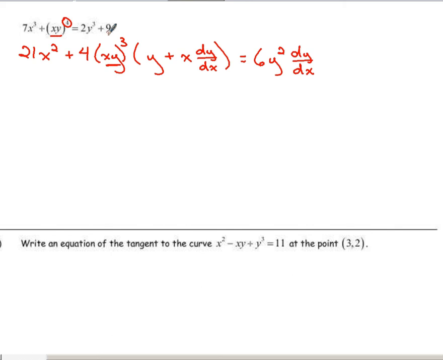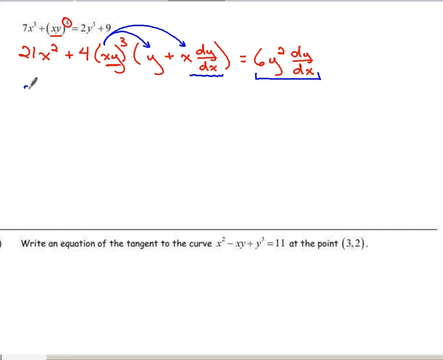Okay, locate the dy/dx's. dy/dx over here, attached to that dy/dx through multiplication is a 6y squared. Got a dy/dx right here. Unfortunately, it is stuck inside parentheses, meaning I have to take what's in front of the parentheses and distribute through.